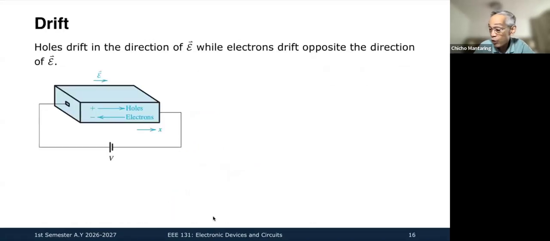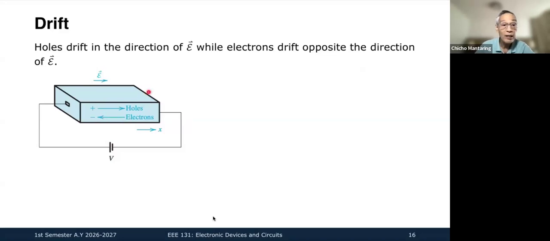So let's take a look at this particular scenario. This is a semiconductor block. I have an electric field. I apply a voltage, so that is what will cause my electric field. By the way, hindi na ito thermal equilibrium, no? Kasi meron ng voltage. So my holes will tend to go to the right. My electrons will tend to go to the left.